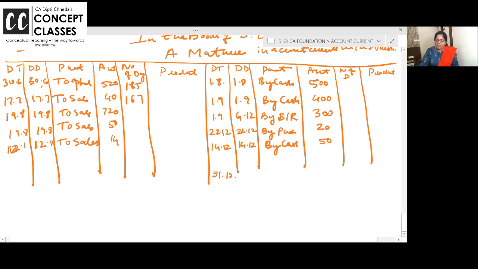Now 19th August. So 31 minus 19. How many days are there? 12. 12 days of August. 30 days of September. 31 October. 30 November and 31 December. 134 days.